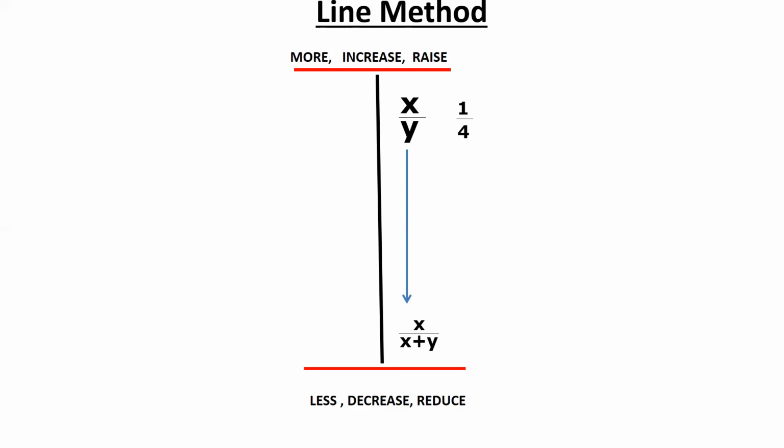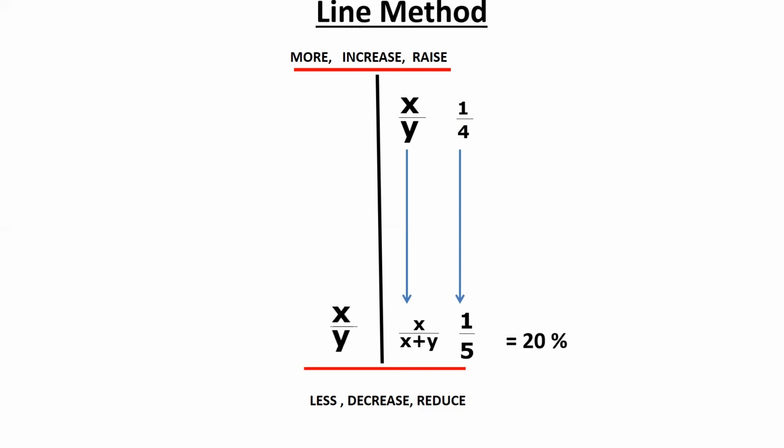Decrease is written in the lower side of the line. So when this 1 by 4 goes down, it becomes 1 upon 5. 1 remains the same, numerator remains the same. In the denominator, 1 plus 4, that becomes 5. Now, breadth decreased is equal to 20%. This is how you can solve the question very easily with this line method.